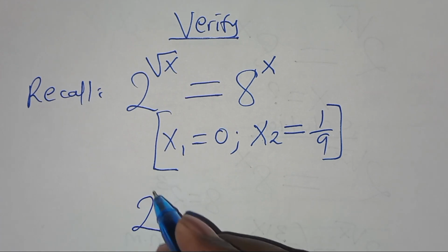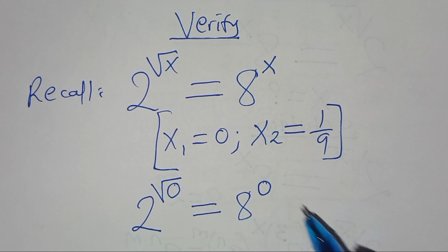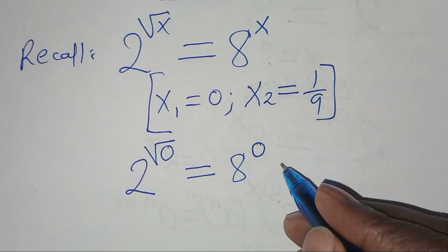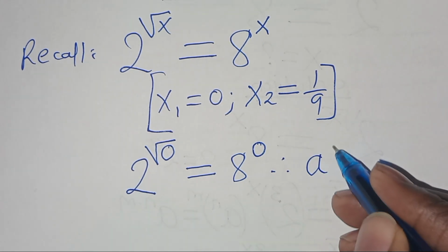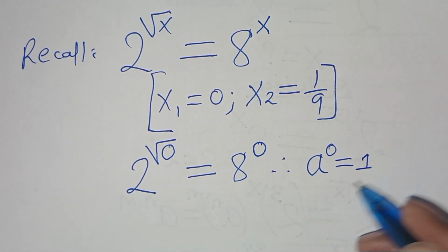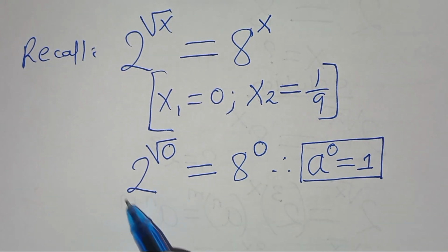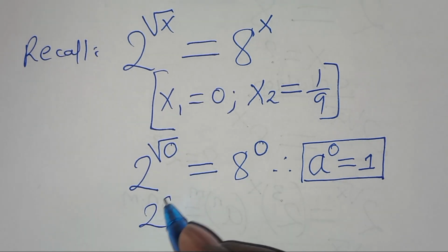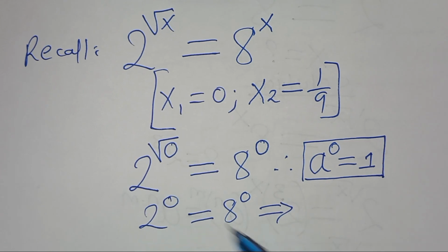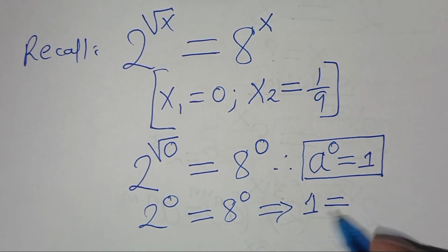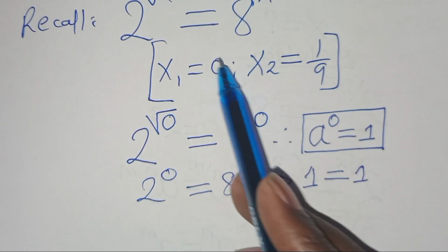So here we'll have 2 to power square root of 0 equal to 8 to power 0. Now, something you need to note here, that if you have a to power 0, this is the same thing as 1. Applying this indices identity, square root of 0 is 0, so this is 2 to power 0, which is 1, equal to 8 to power 0, which is equal to 1. So that implies that x1, which is equal to 0, satisfies the equation.